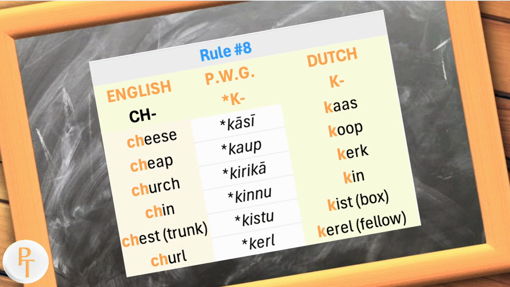Rule number 8. Words from Proto-West Germanic starting with K, many of them have been turned into CH in English, but Dutch retains that. Let's compare. Cheese, kaas. Cheap, koop, as in buying. Church, kerk. Chin, kin. Chest, as in trunk, kist, meaning box. Churl, archaic in English, kerel, meaning fellow in Dutch.